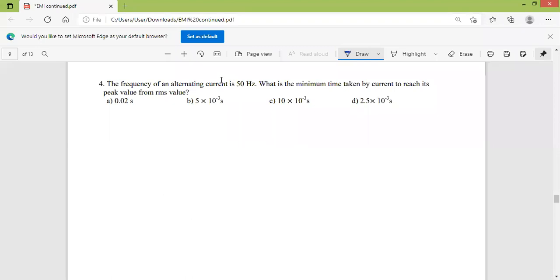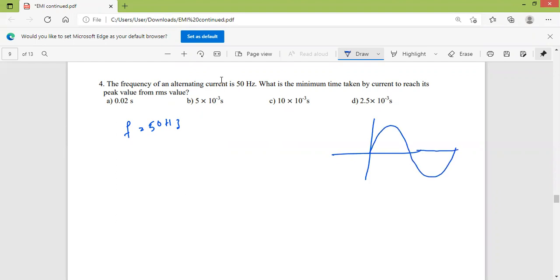Next one, the fourth one. The frequency of the alternating current is 50 Hz. What is the minimum time taken by the current to reach its peak value from the RMS value? Okay, let us consider this is a sine wave.